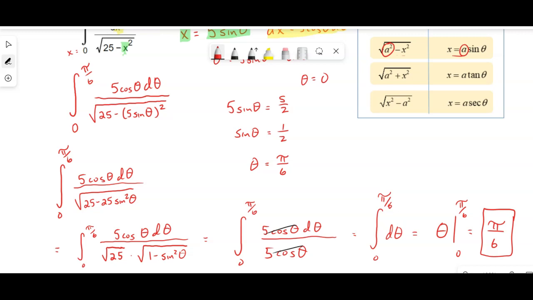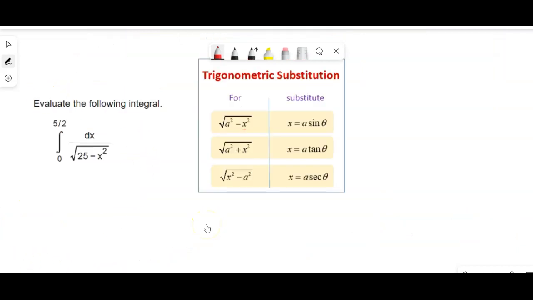Now let's look at it with trigonometry rather than substituting the values after we make that declaration of what x is going to be. This is the same start because we see the squared number minus a squared variable. Our setup is still going to be the same: x equals a, or again, in this case, 5 sine theta.